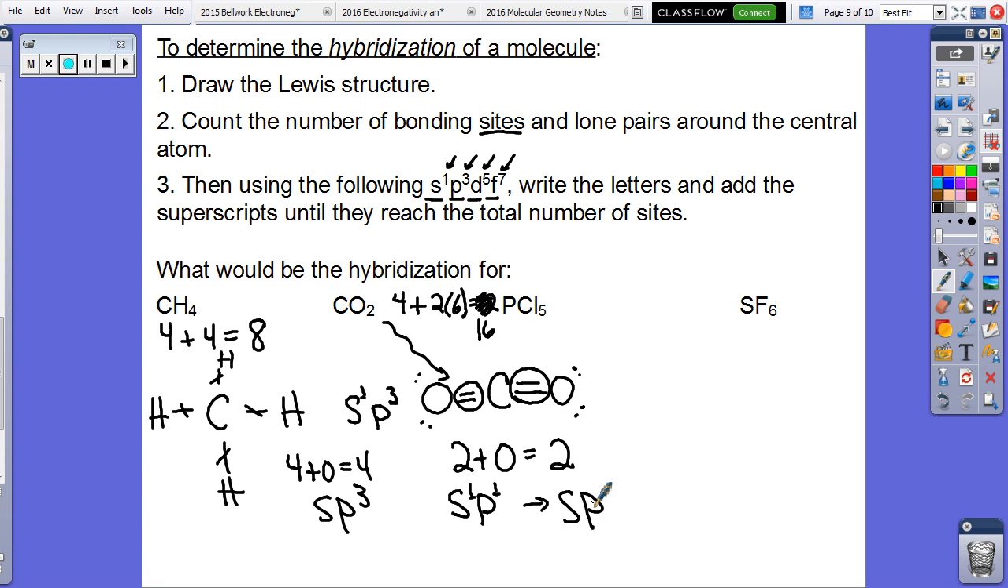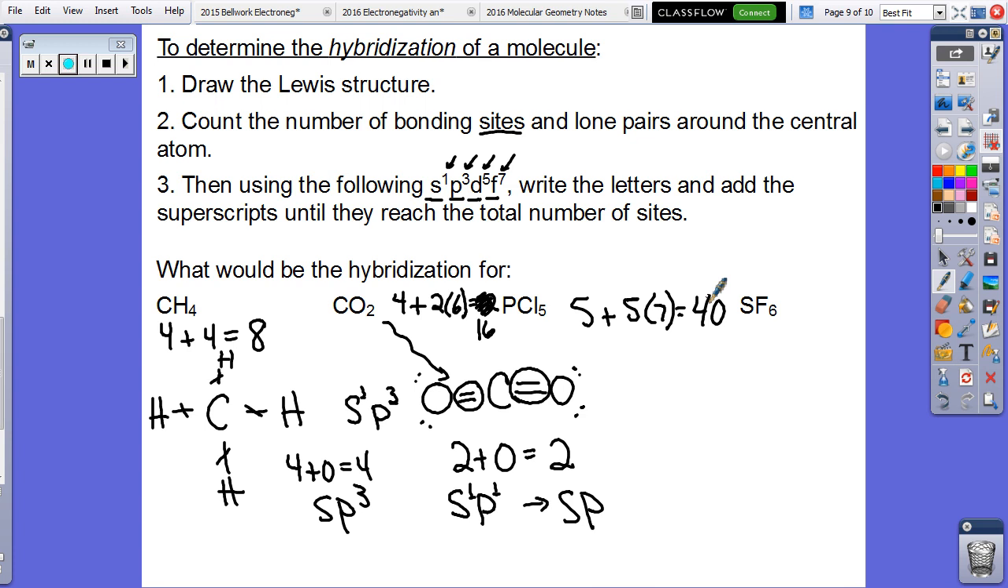All right, let's do PCl5, which is phosphorus pentachloride. So for phosphorus, my valence electrons are 5, and then I have chlorine, there's 5 of them, and I have 7 valence electrons each. So that is going to be 40.